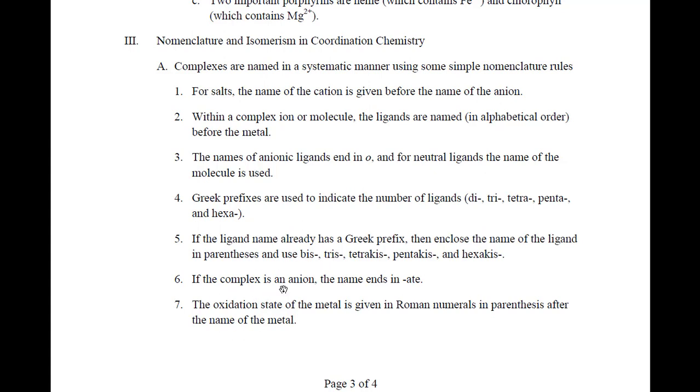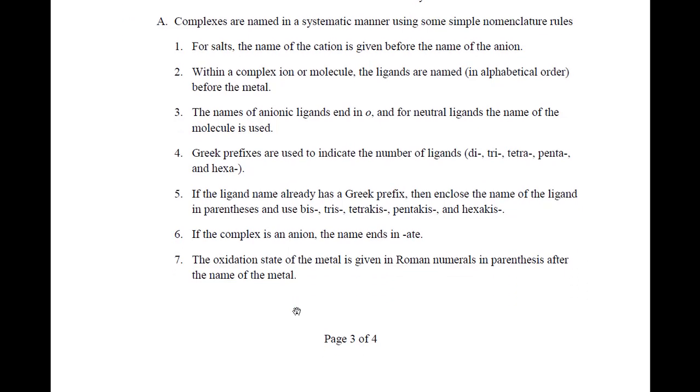And if the complex is an anion, the name ends in -ate. So even though it's a metal that's in the complex, it will gain an -ate because the overall complex coordination sphere is negative. So we put an -ate on the end of the name. The oxidation state of the metal is then given in Roman numerals, like we're used to, in parentheses after the name of the metal.